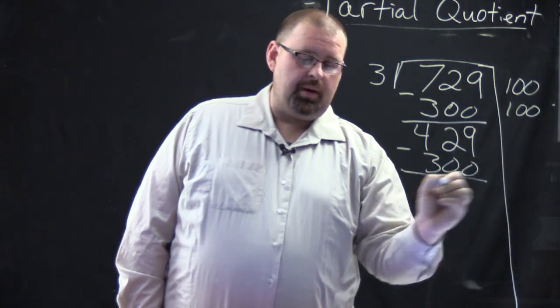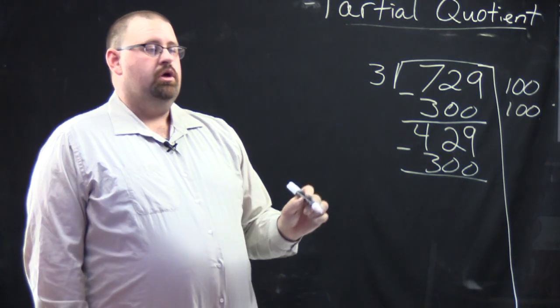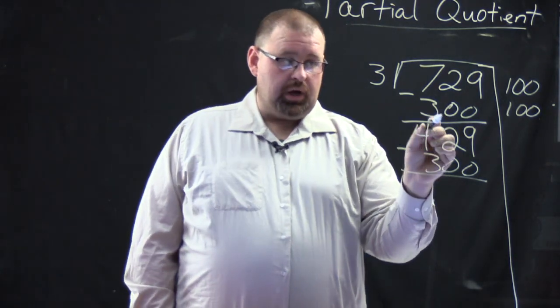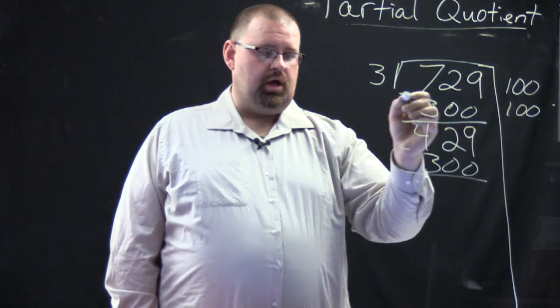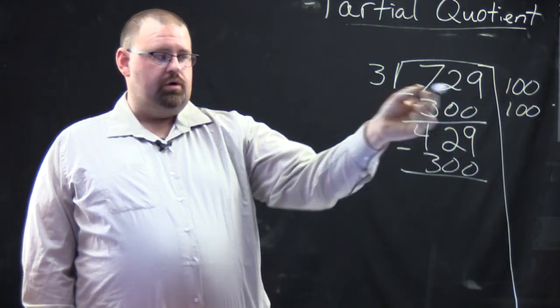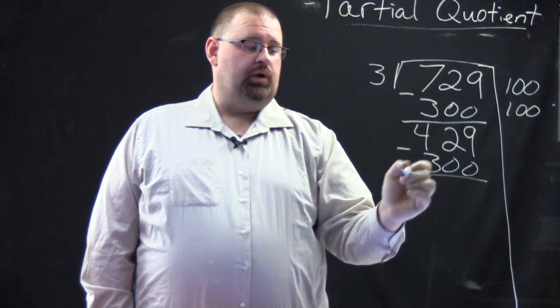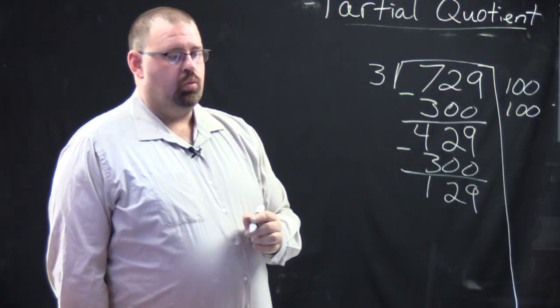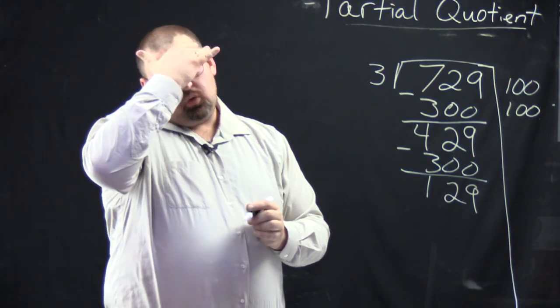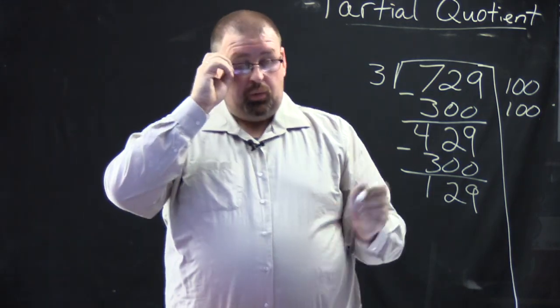And that's the great part about partial quotient. If you go too small, like with the 300, you can keep going with that same number. We already know 100 times 3 is 300, so we'll just put another 100 down there, and 429 minus 300 equals 129. So 129, how many times does 3 go into 129?